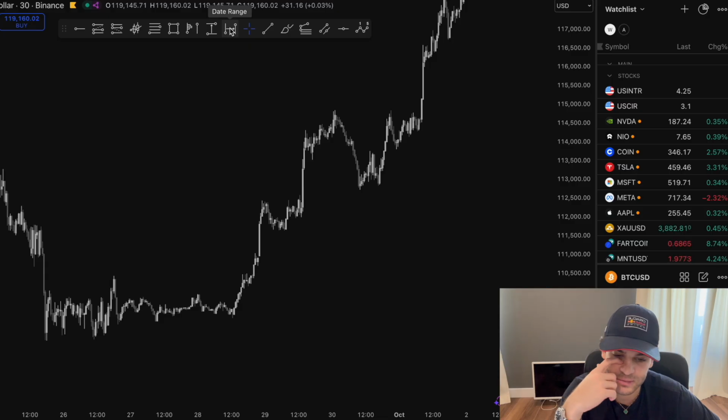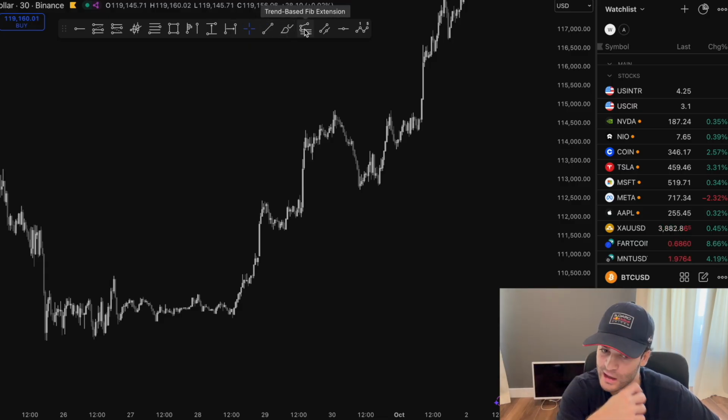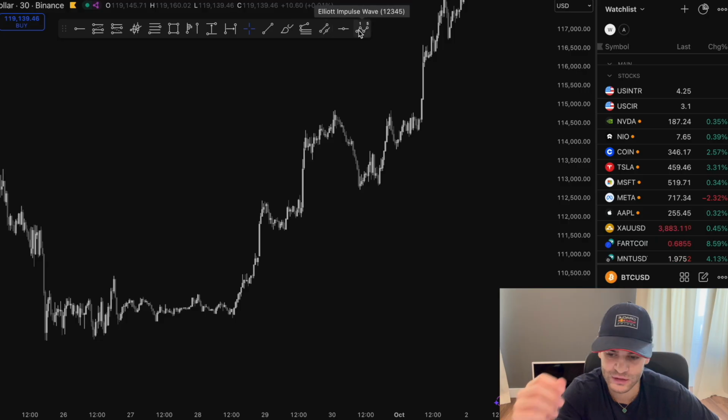You don't really need this, but I like to use it. Trend line, brush, I use this for explaining. Trend-based Fibonacci extension, this is very important. Parallel channel. And yeah, that's pretty much it.